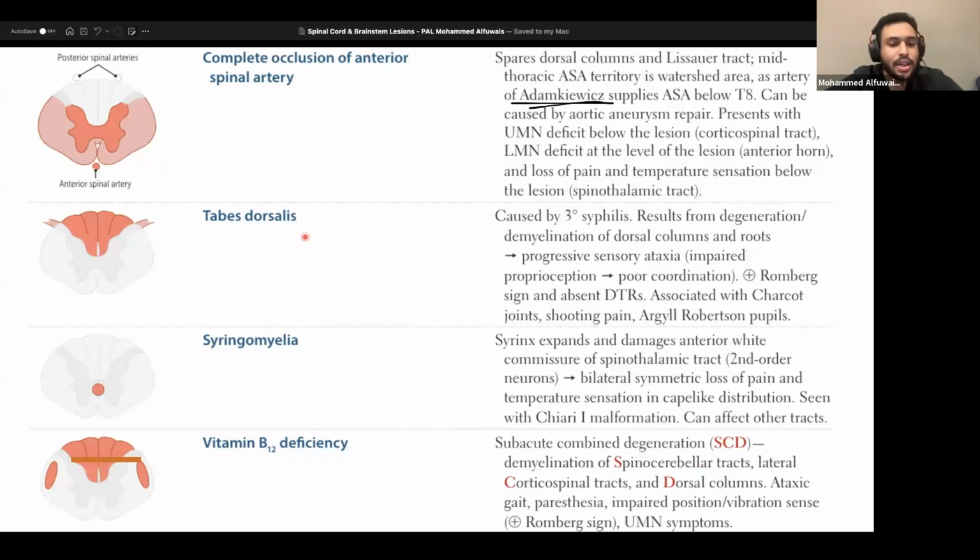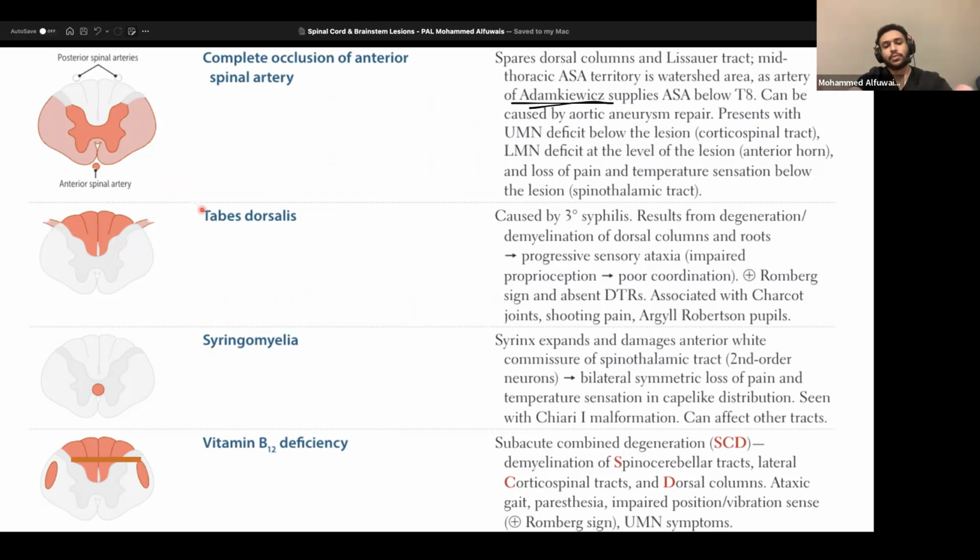Tabes dorsalis is basically an infection caused by the tertiary form of syphilis. Syphilis is an STD. The primary form of syphilis will cause the signs of an STD, and then you'll have the secondary form of syphilis and the tertiary form. The tertiary form of syphilis will be the one that's affecting the spinal cord. Now, what will it affect? It will affect two things: the dorsal column tract, and the dorsal root ganglia, or the dorsal roots coming from the dorsal ganglia, obviously.